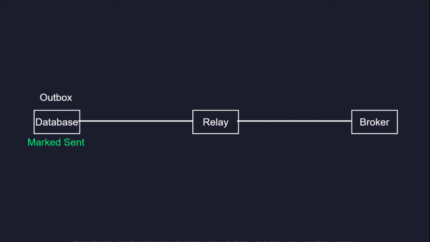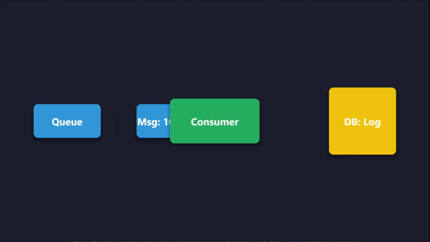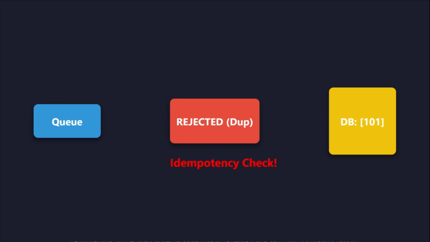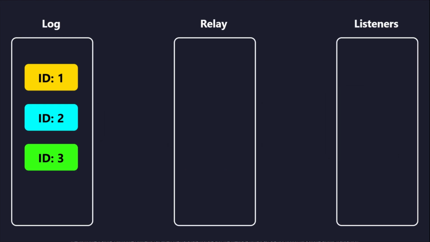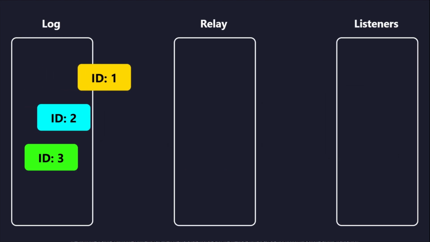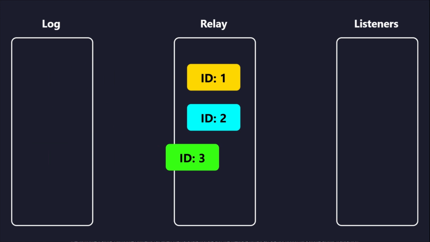This means messages might be sent twice if the relay crashes between the publish and the update step. Since duplicate messages are possible, consumers must be idempotent to prevent side effects from repeating. Implement this by storing the processed message identifier in a local database table within the consumer service to track and skip already handled events. Maintaining the sequence of events is vital for domain consistency.